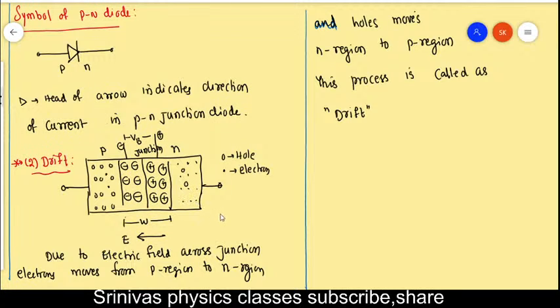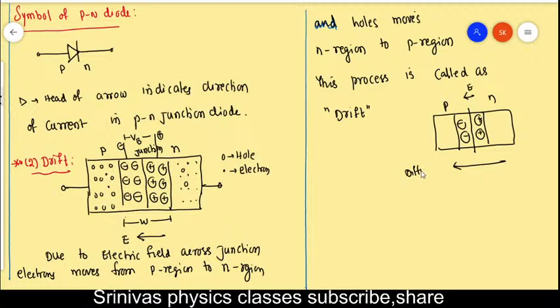If you take this as the p region and this as the n region, here are the positive ions and these are the negative ions. The electric field points to the right. Diffusion of electrons is to the left side. Diffusion means movement of majority charge carriers. Electrons in the n region move to the p region, and the holes, the majority carriers in the p region, move to the n region during formation of the pn junction.